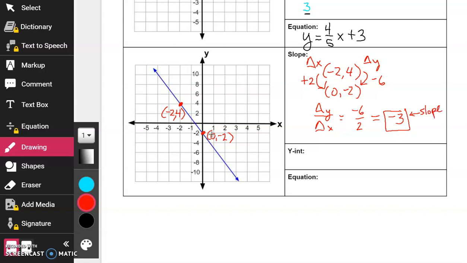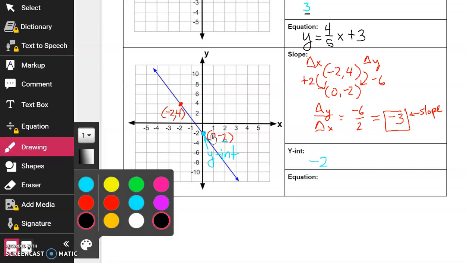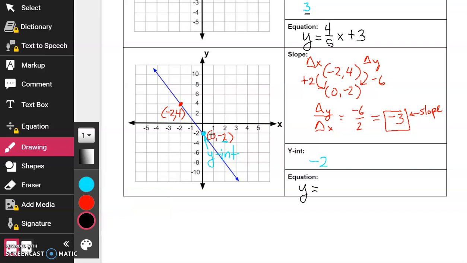Sweet. Okay, now we go find our y-intercept where it crosses the y-axis. So looking at my graph, and there's my y-intercept. Okay, so the y-coordinate there is -2. Once I have that, I'm ready for my equation. Y and x always stay in the equation. M and b are going to become numbers. So y equals the slope, so -3, times x plus the y-intercept, which is -2. And there's my equation.